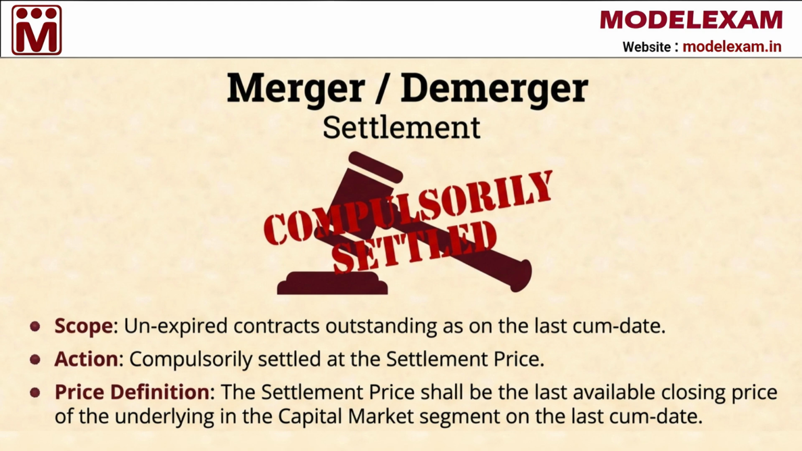Finally, if there are still open contracts on that last cum date during a merger, they are compulsorily settled. This means the trades are closed out automatically at a final settlement price. This price is the last available closing price of the stock in the capital market segment on that final day. This ensures a clean and fair exit for all traders before the company structure officially changes.